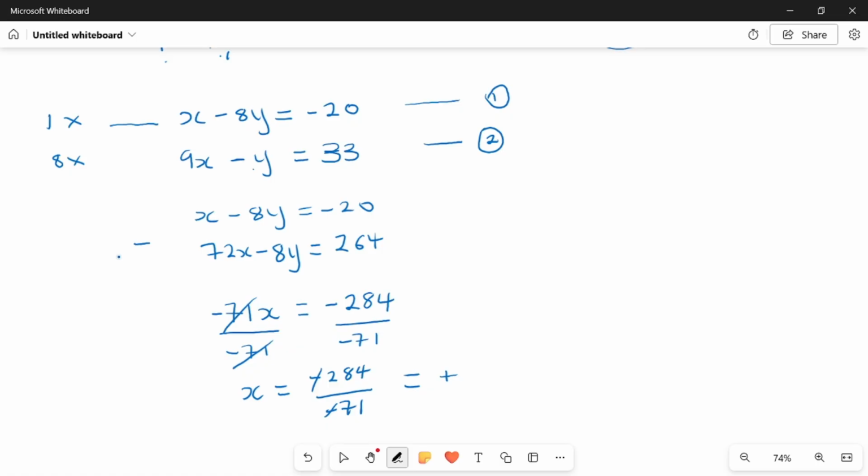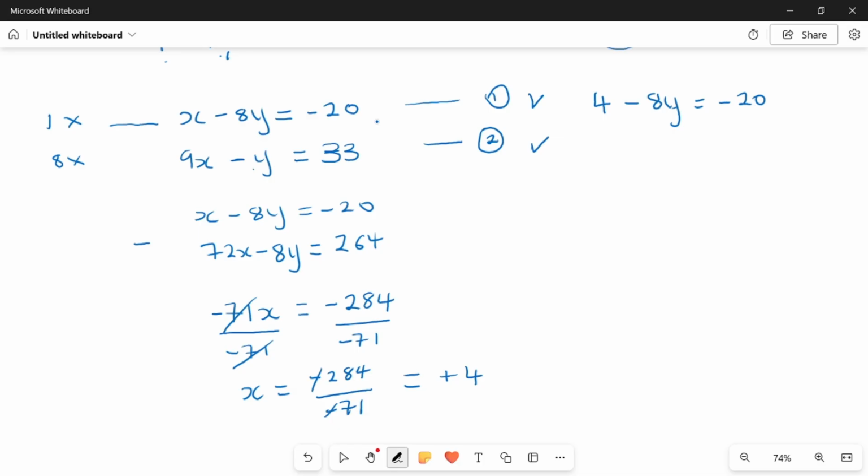With the calculator you can punch it: 284 divided by 71 will give us 4. So x is equals to 4. If you put the value of x into either equation 1 or equation 2, let's say we put the value of x here, equation 1 will now be 4 minus 8y equals to minus 20.